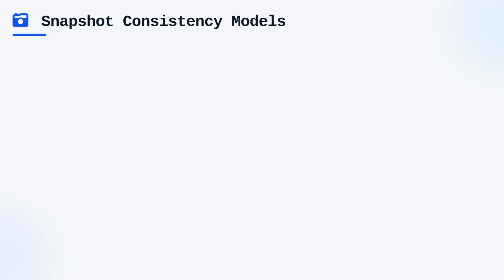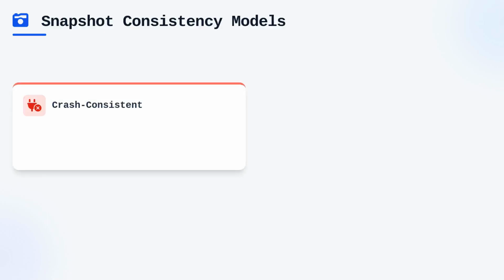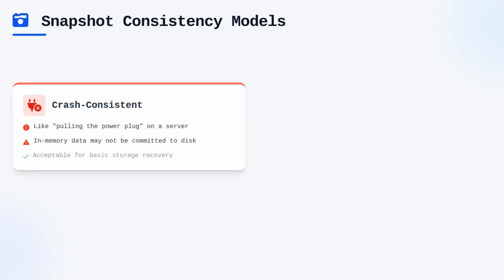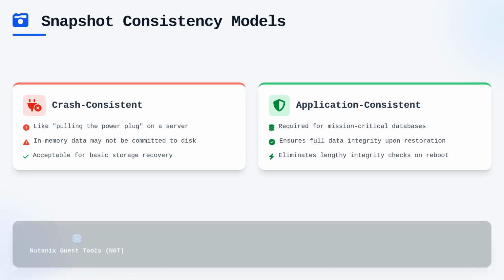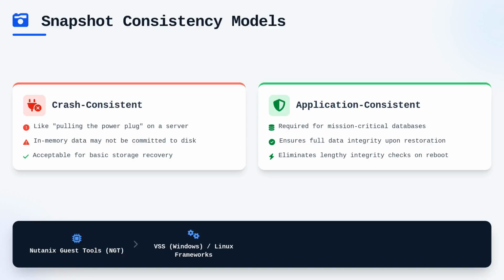Once we grasp the efficiency of our snapshot mechanism, we should differentiate between crash-consistent and application-consistent outcomes. A crash-consistent snapshot is essentially equivalent to pulling the power plug on a server, meaning that data in transit within the memory of an application may not be fully committed to the virtual disk. While this is often acceptable for basic storage recovery, mission-critical databases usually require application-consistent snapshots to ensure data integrity upon restoration. This is where Nutanix Guest Tools, or NGT, proves its value by facilitating the necessary interaction between the storage layer and the guest operating system.